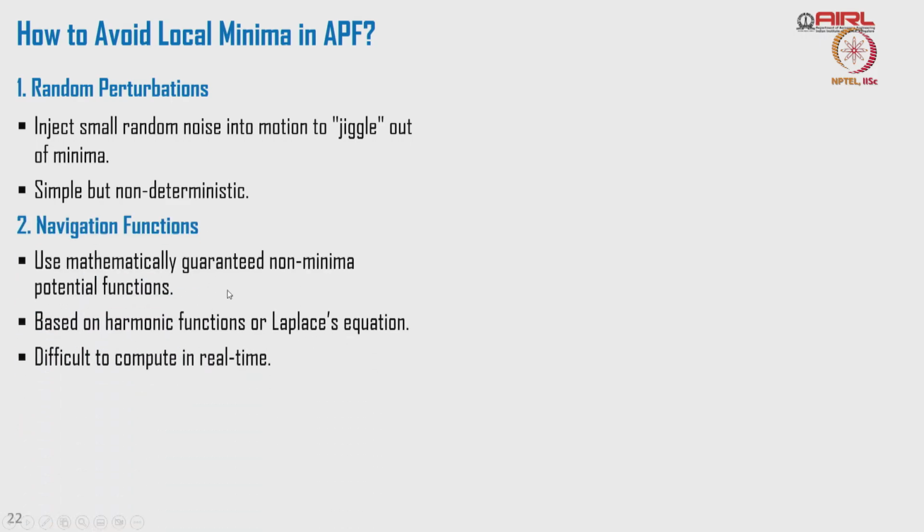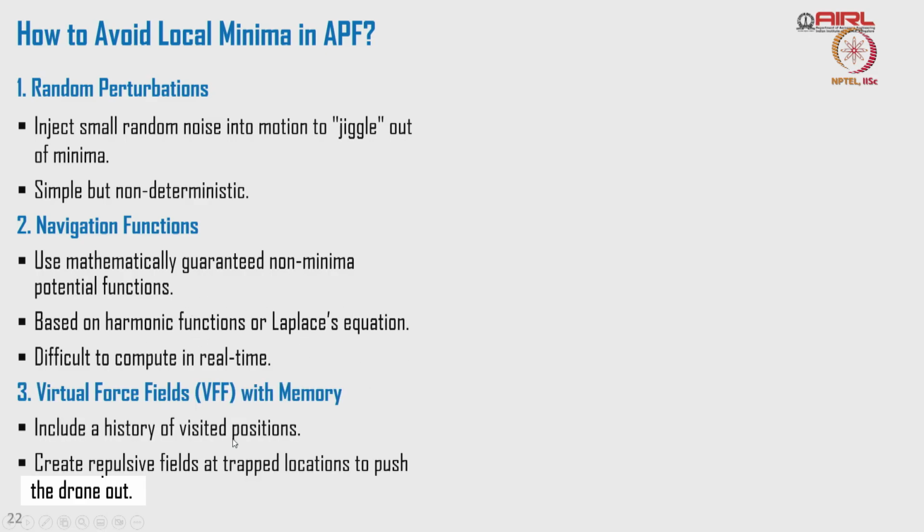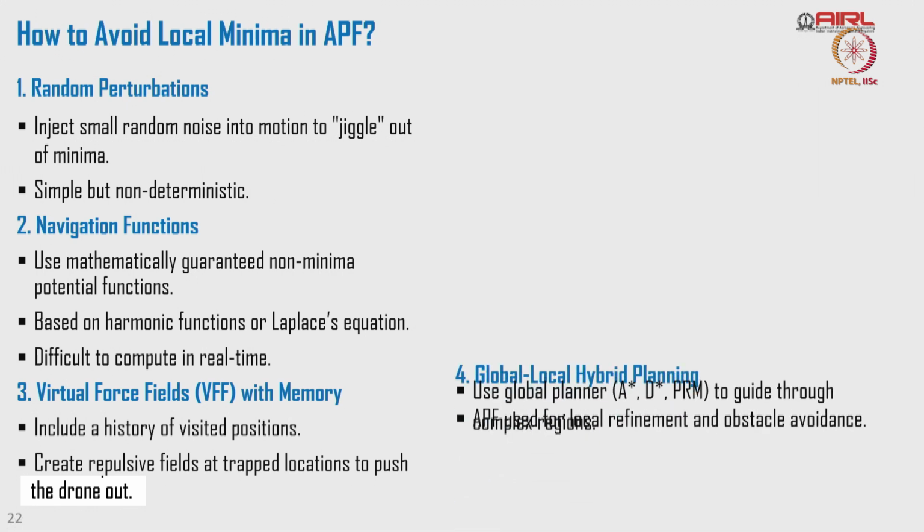You can use a navigation function, a mathematically generated potential function without local minima, based on harmonic functions or the Laplace equation, but it will increase the computational complexity. You can have a virtual force field with memory. It includes the history of visited positions. It creates a repulsive field at trapped locations to push the drone out. But again, it will increase the storage and computational requirements of path generation.